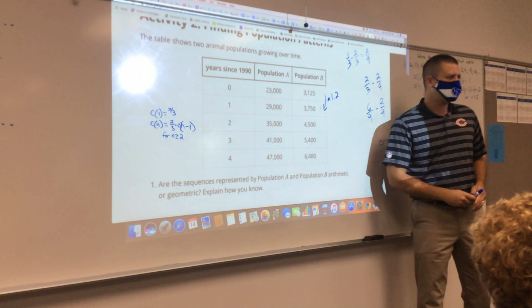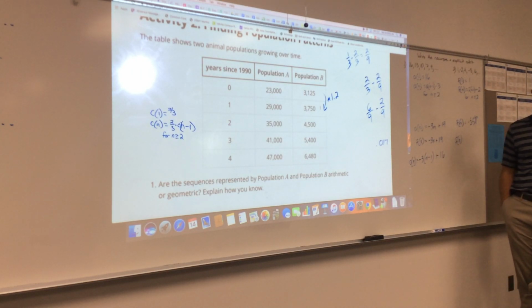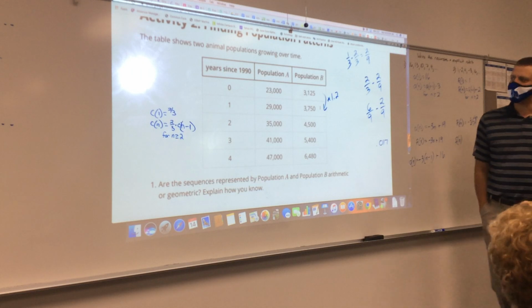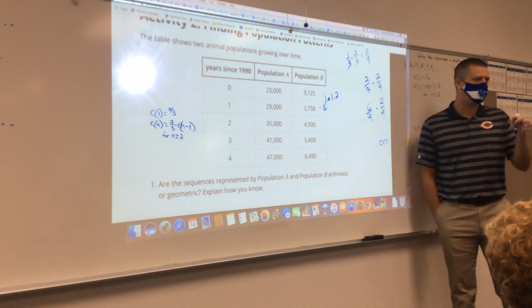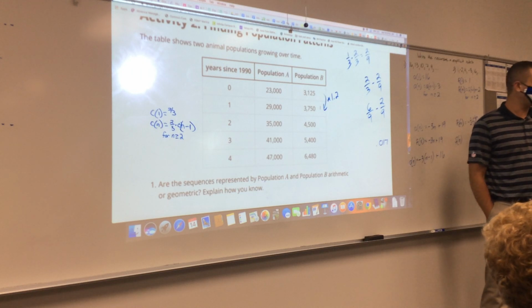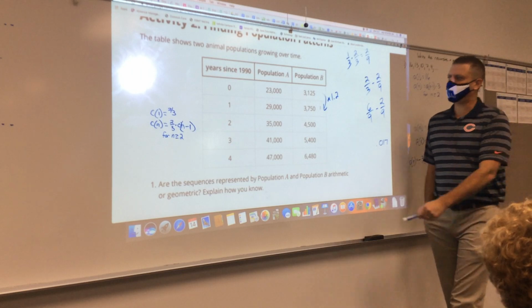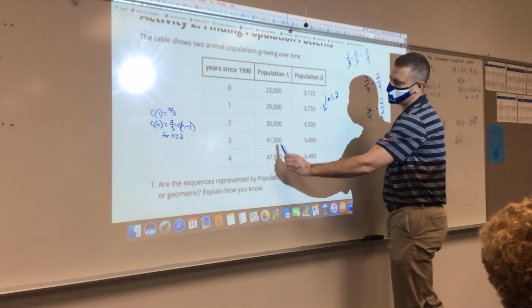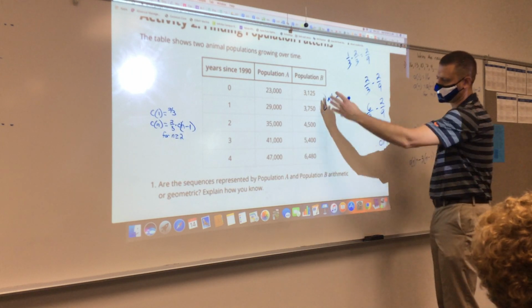So actually that tells me that population B is growing by what percent? 20%. Very good. Population B is growing by 20% because if you multiply something by 1.20, that'd be increasing by 20%. Okay? So population A is just growing by 6,000 every year. Population B is growing by 20% each year. Okay?